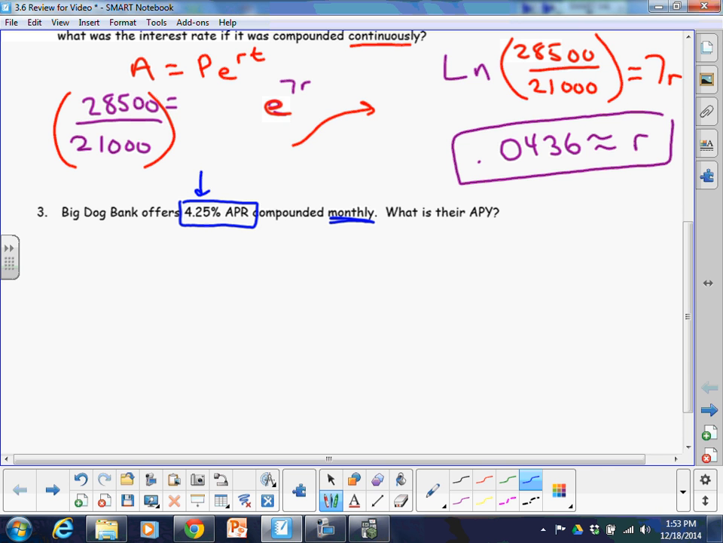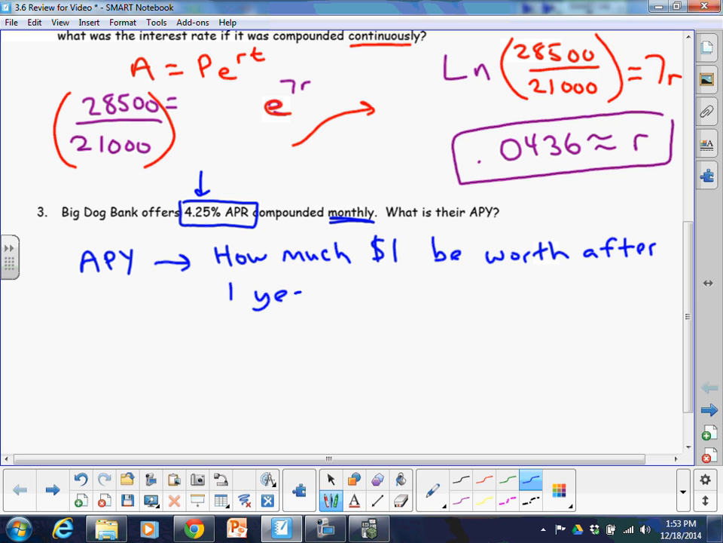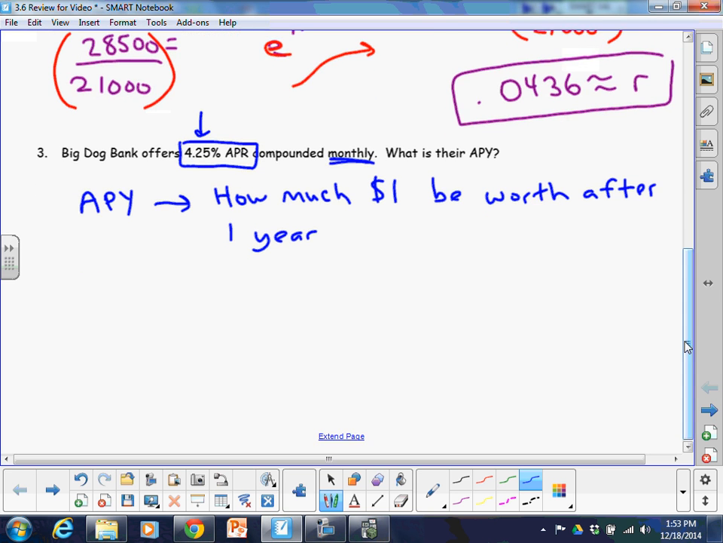So the easiest way to figure out what the APY was is basically just ask yourself, just pick like simple numbers, how much would $1 be worth after 1 year? And we're going to see how much it grew, basically. So I just picked nice, easy numbers, $1, 1 year. Okay, and then we'll see how that's going to be a little bit different than the 4.25% at the end.